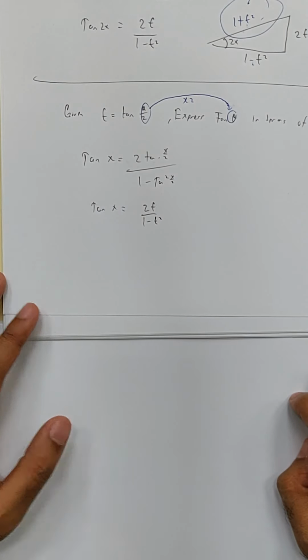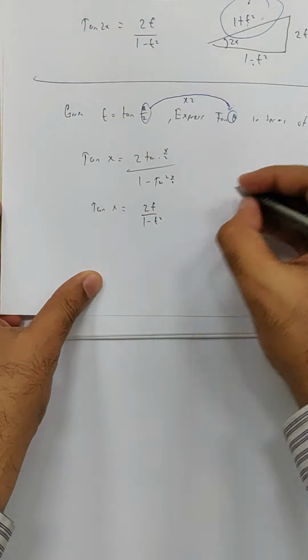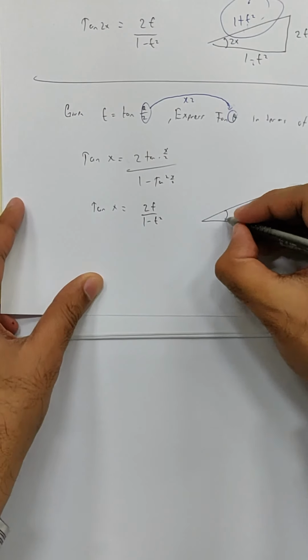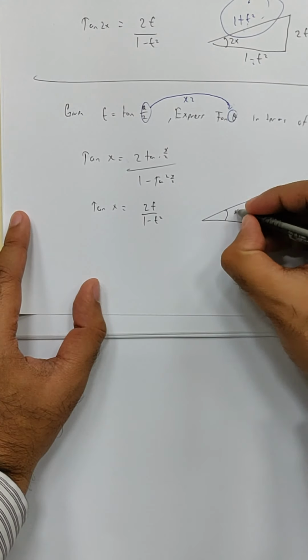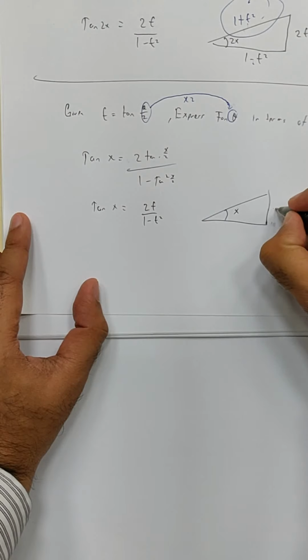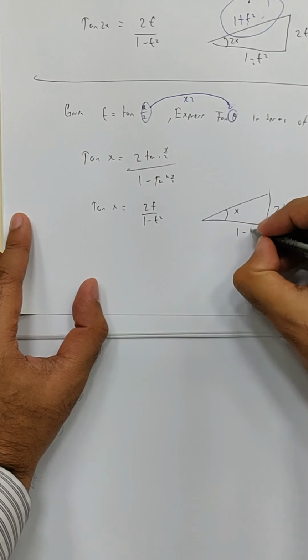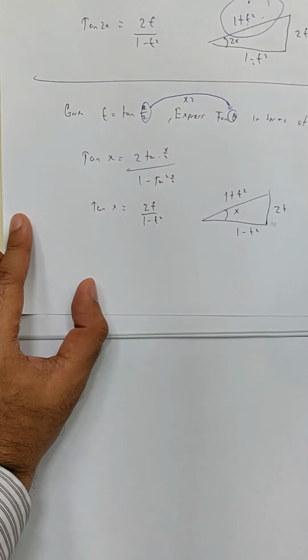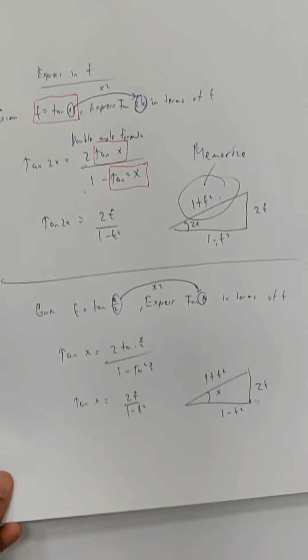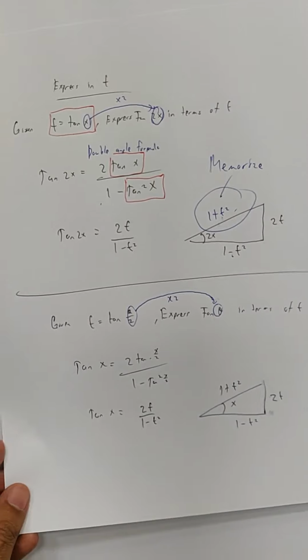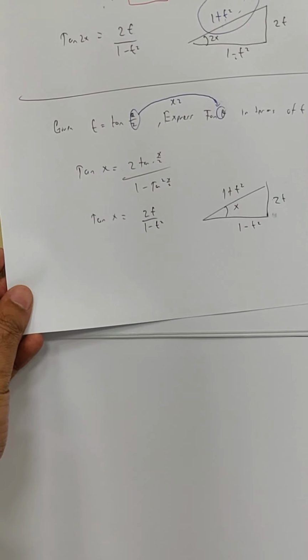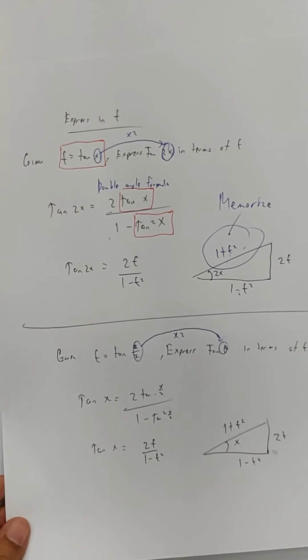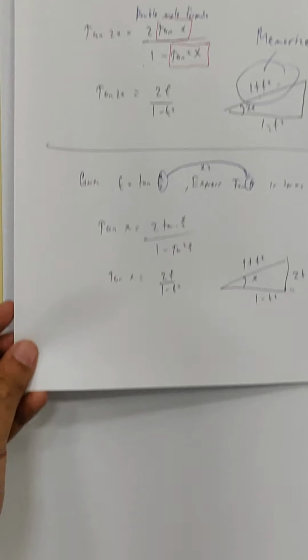Okay? And it gives you the same triangle. But over here is just x. Here is 2t, 1 minus t squared. What about here? 1 plus t squared. Better memorize that. These two workings are similar. Are you okay with that? That's the very basics of things.